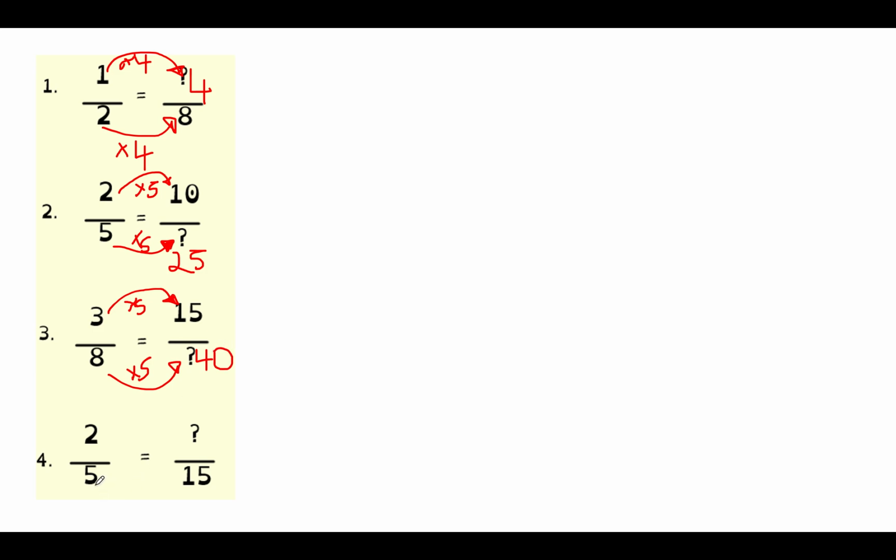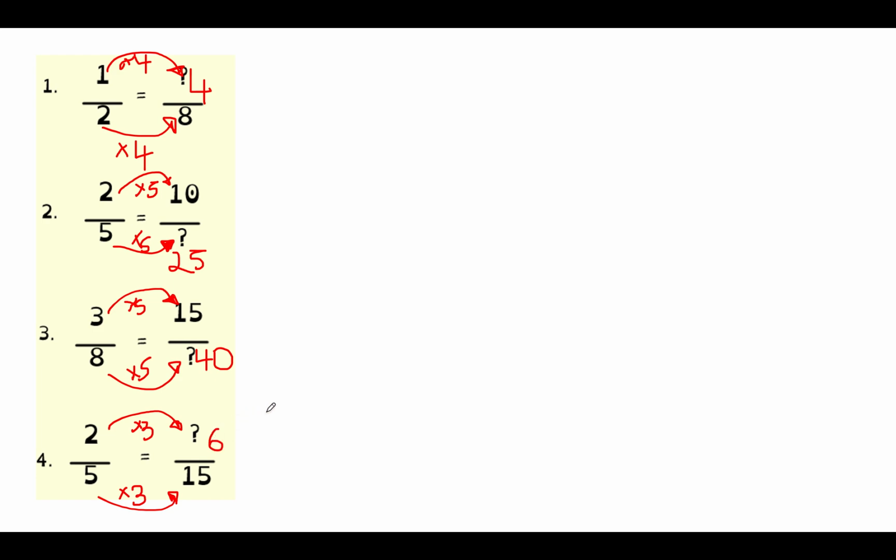And my final question, we use the ones that are known. 5 to get to 15. We times it by 3. So whatever I do to the denominator, I do to the numerator. So I must times this one by 3. 2 times 3 to get 6.